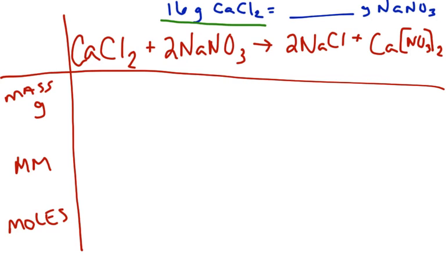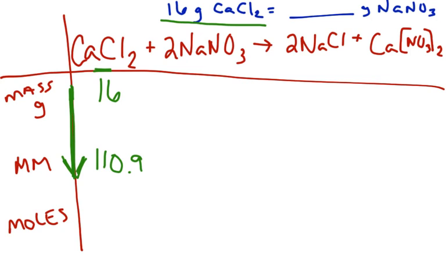So under CaCl2 and beside mass, I'm going to write a 16. It's under the chemical I want. It's beside what it actually is. Then I'm going to calculate. I'm going to go down first. Always go down first. And I'm going to find the molar mass of CaCl2. We did that before. We added up all the parts. It was 110.9. That was when we added up a calcium plus 2 chlorines.